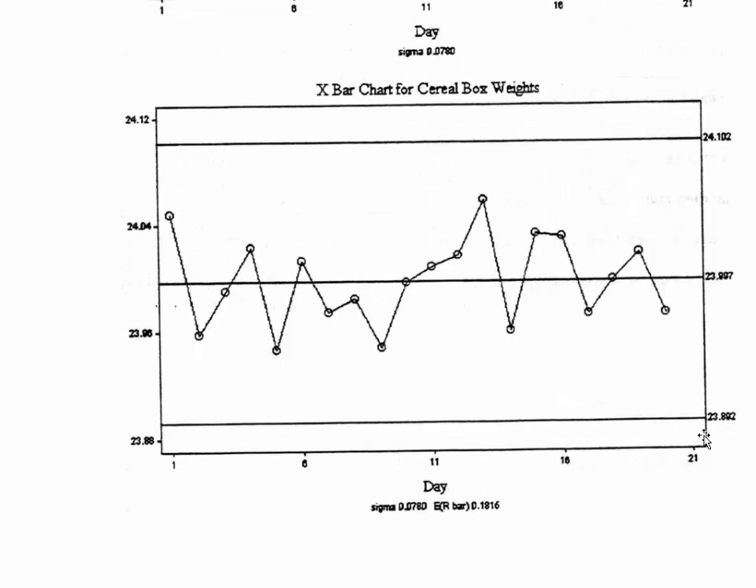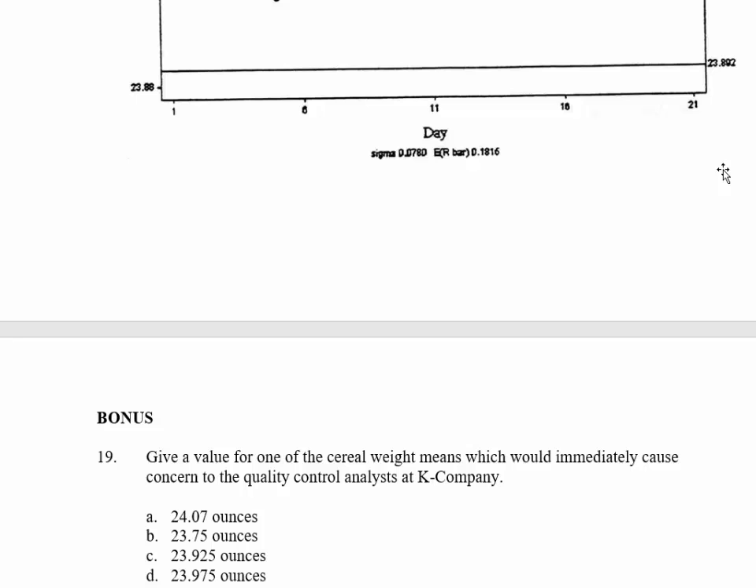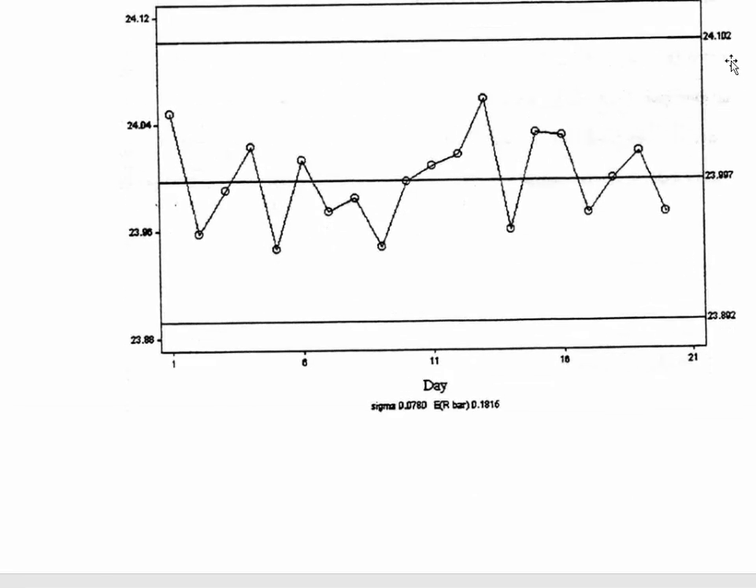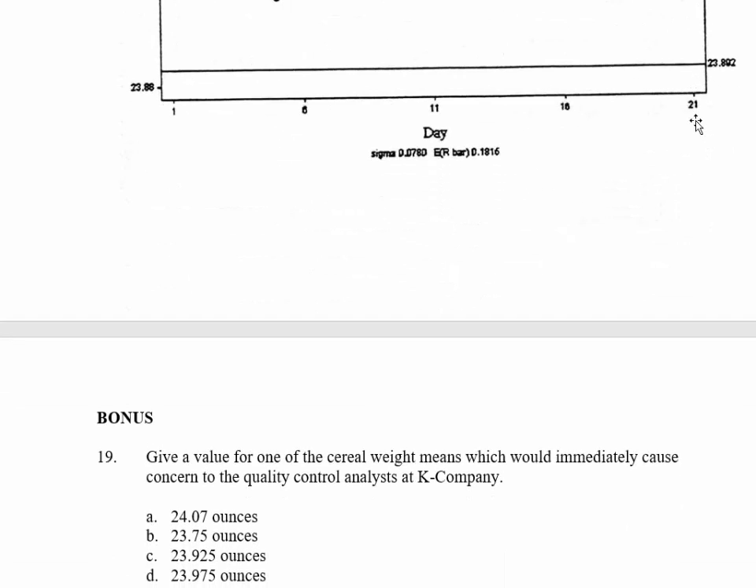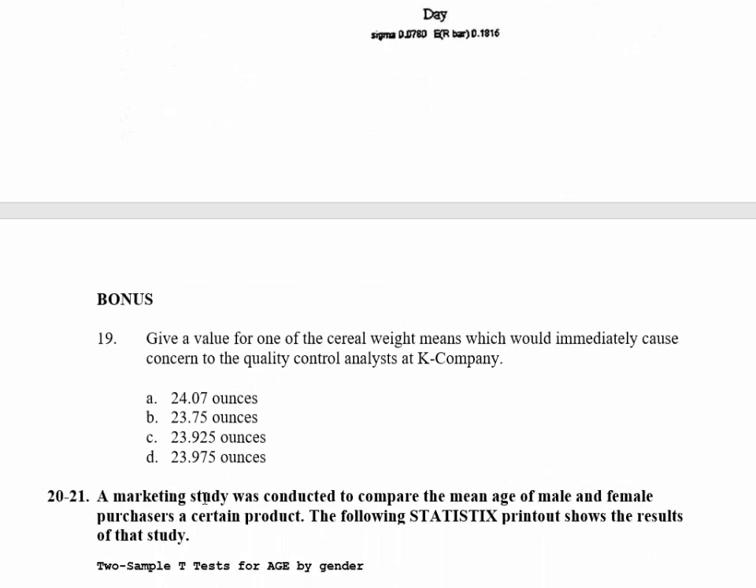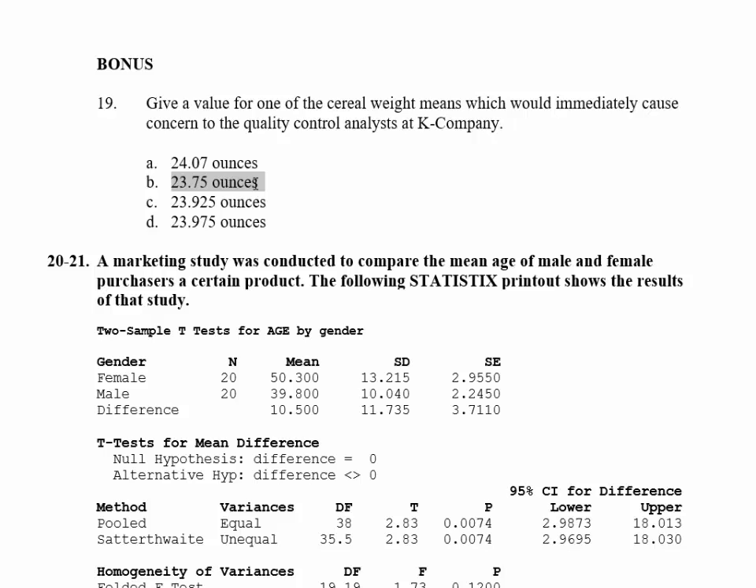What's this look like here? The lower control limit looks like 23.8, 893 maybe? 802. It's hard to see that number. And 24.102. Let's see. 24.07 falls underneath there. 23.75, that's the one, because 23.9, 23.975, those are both bigger. So it's a 23.75 value. That's the one that would cause us concern.